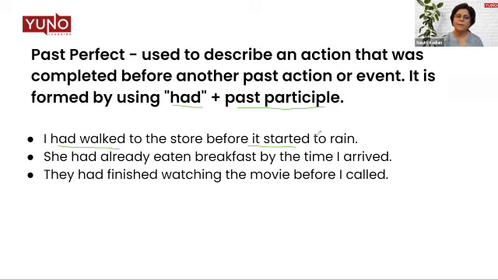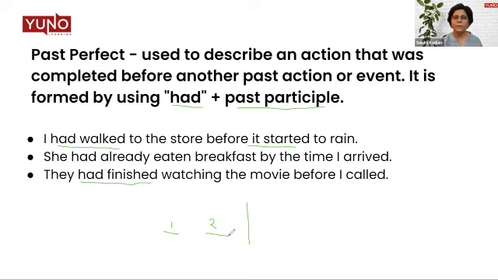Then here again, I had already eaten breakfast by the time I arrived. They had finished watching the movie before I called. So had finished and called. I called and they finished. What happened first? They finished watching the movie first. So we put that part in past perfect tense. Two things happened: the first event and the second event. The first event you put in past perfect tense, the second event you put in simple past tense.